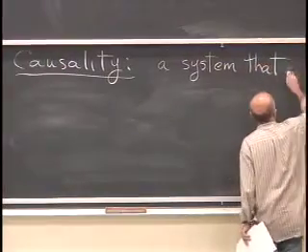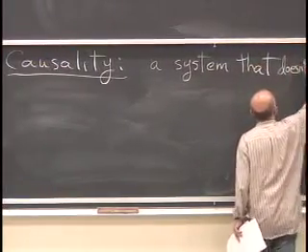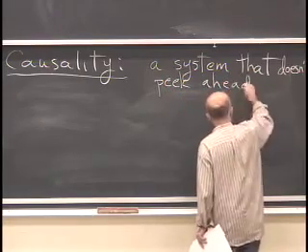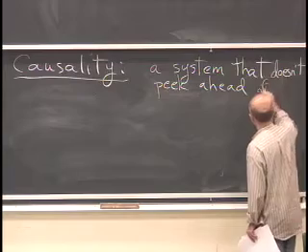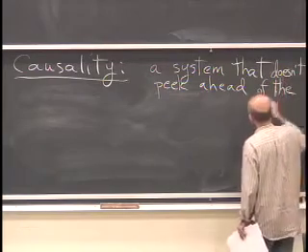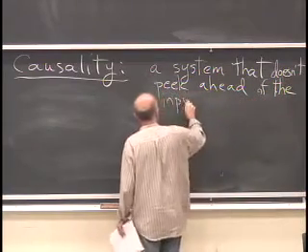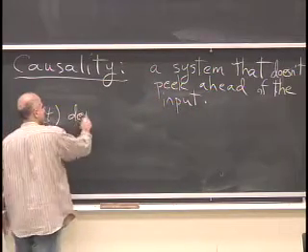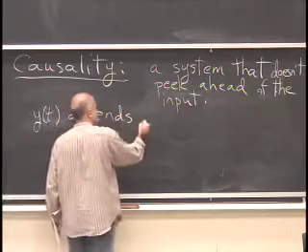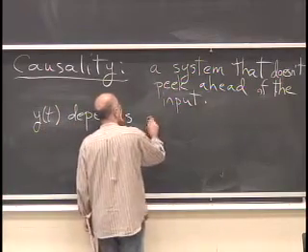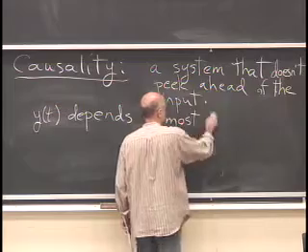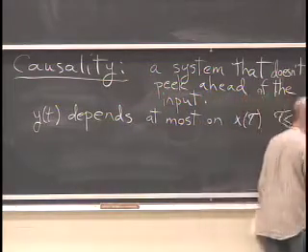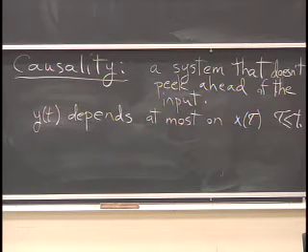So the colloquial description is a system that doesn't peek ahead of the input. In other words, y of t depends at most on x of tau for tau less than or equal to t. That's basically what it is.